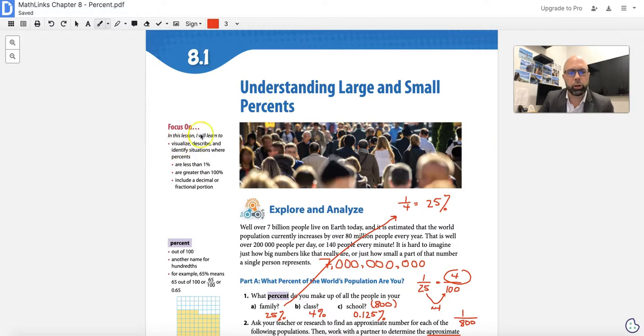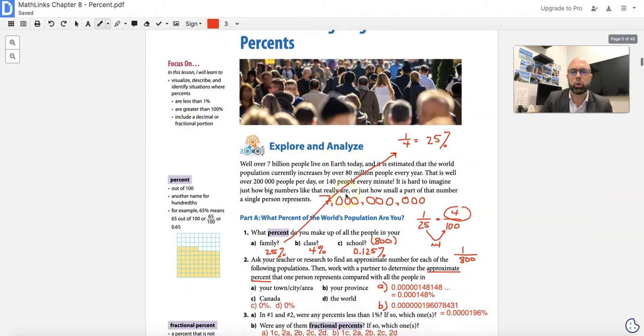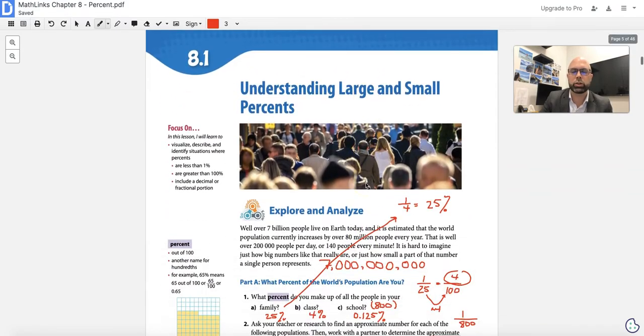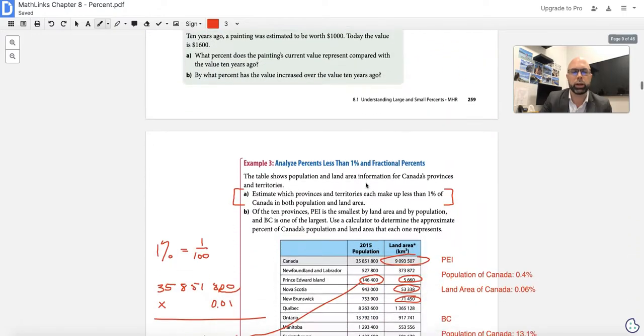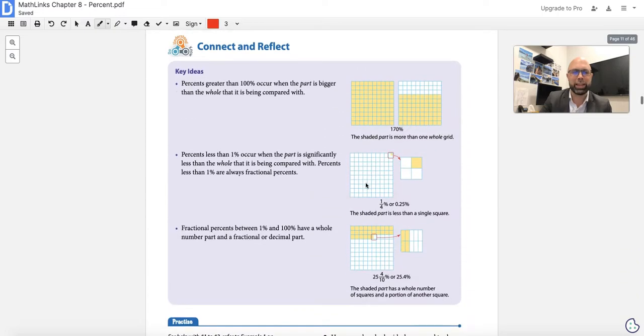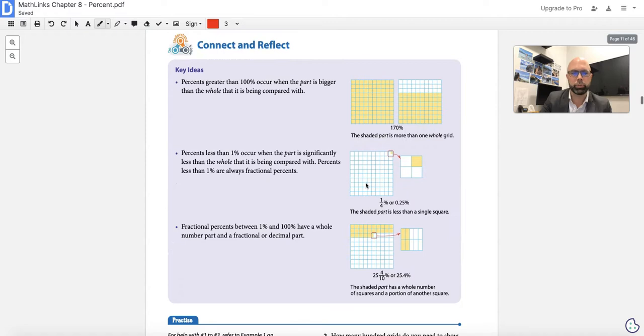We're focused on this learning target: visualize, describe, and identify situations where percents are less than 1% or greater than 100%. We also want to talk about fractional portions of percent. If you would like to see how I work through some of the introductory sections, check my earlier videos. But today, I'm going to jump right into the questions down here on page 262.